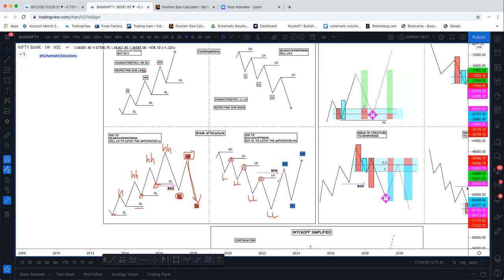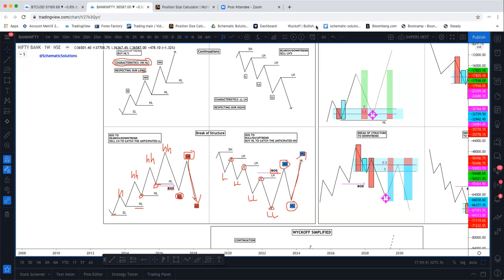So once price decided to break structure, break above this lower high that made this lower low, and create a higher high, we then understand, okay, this is a characteristic of an uptrend. So if we just got one of the characteristics, we should then expect the next characteristic. If we just got a higher high, we should now expect a higher low to buy and catch the next anticipated higher high.